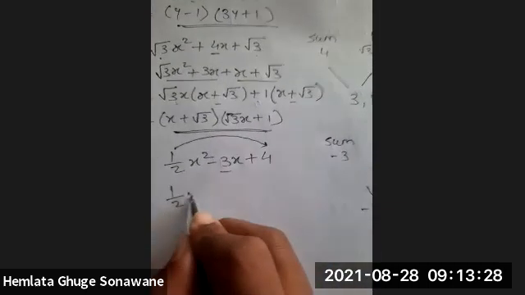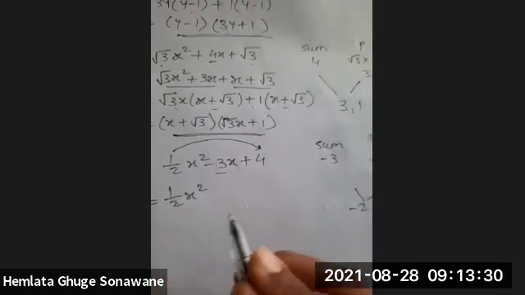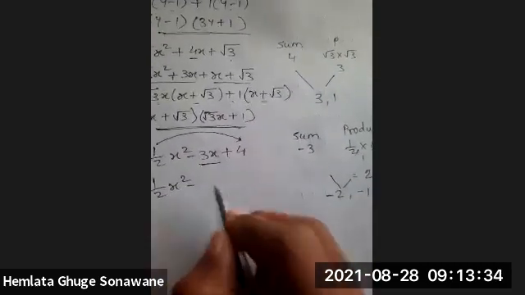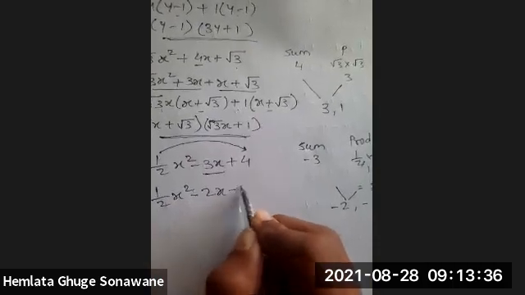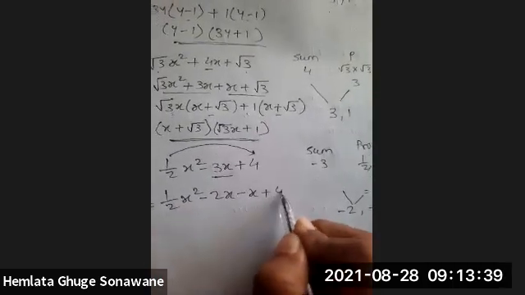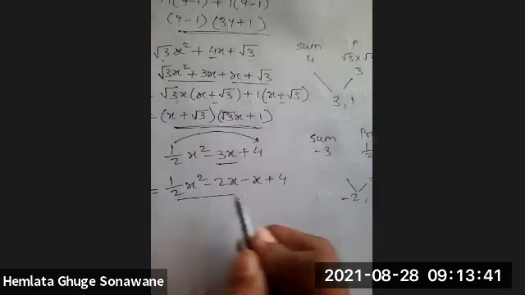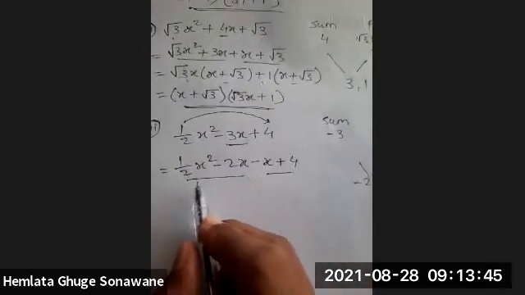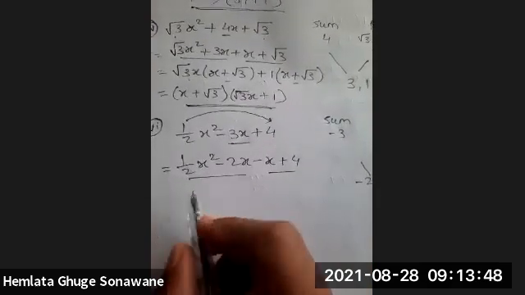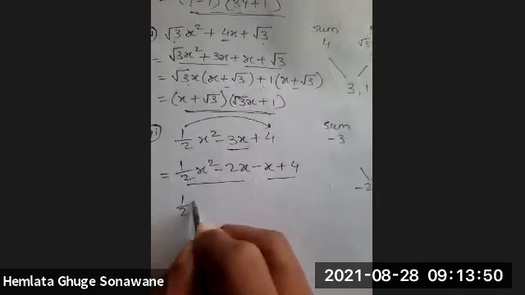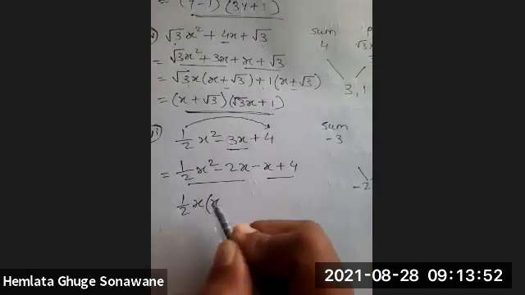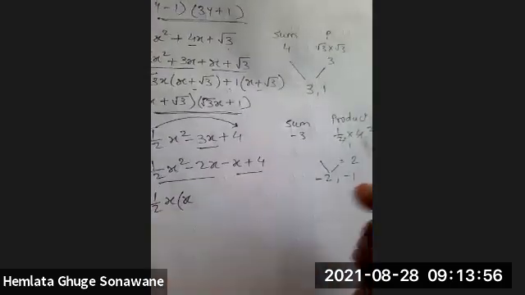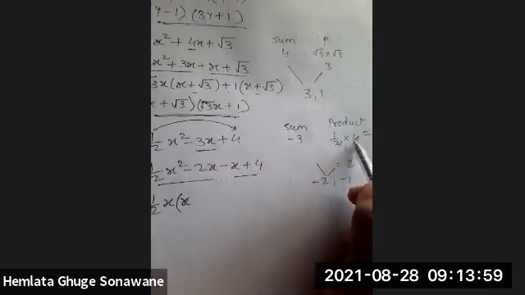We'll write half x square as it is. We'll split 3x into minus 2x minus x, plus 4 remains as it is. Now we'll take common factors from this. Here we'll take half x common, x remains. Then we split 2 into half into 4.